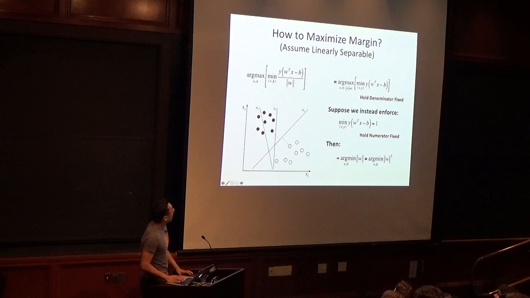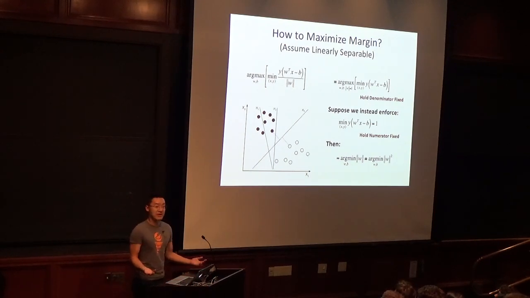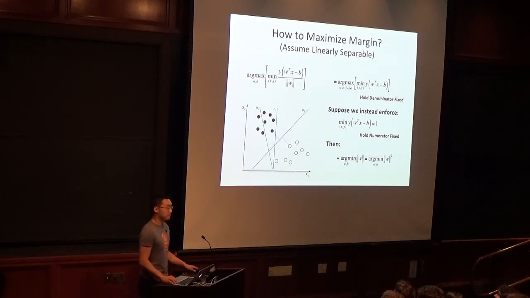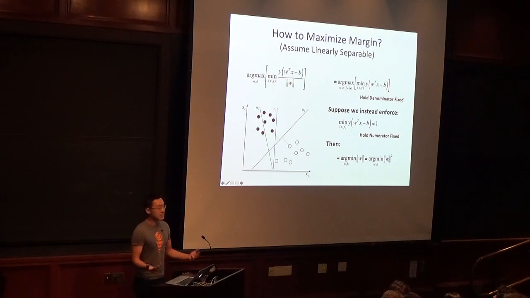Notice that this min only needs to be in the numerator, not the denominator, because the denominator is independent of the specific x, y pair. And so I only care about the w's that satisfy the numerator equals 1, such that 1 over the norm of w is maximized, which means the norm of w is minimized. And it'll be mathematically convenient to consider the min of the norm of w squared, which, since the square function is monotonic, doesn't change the optimal solution. It has the equivalent optimal solution.